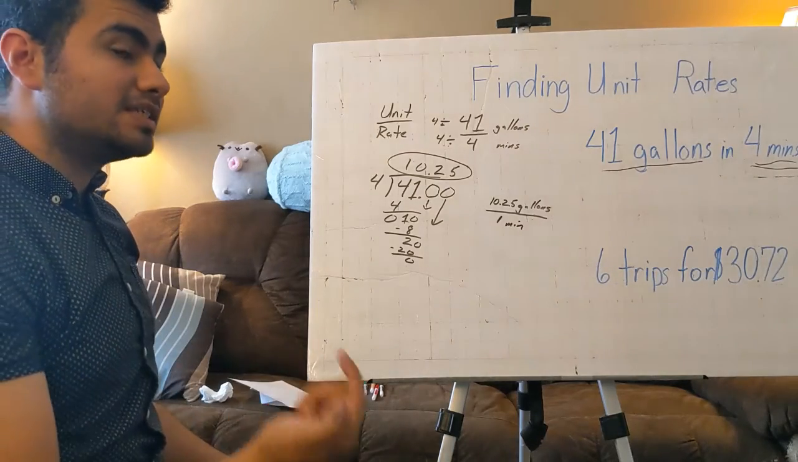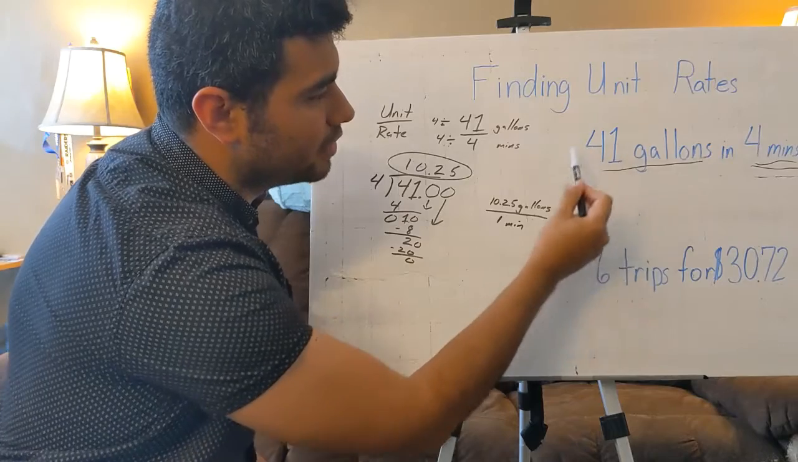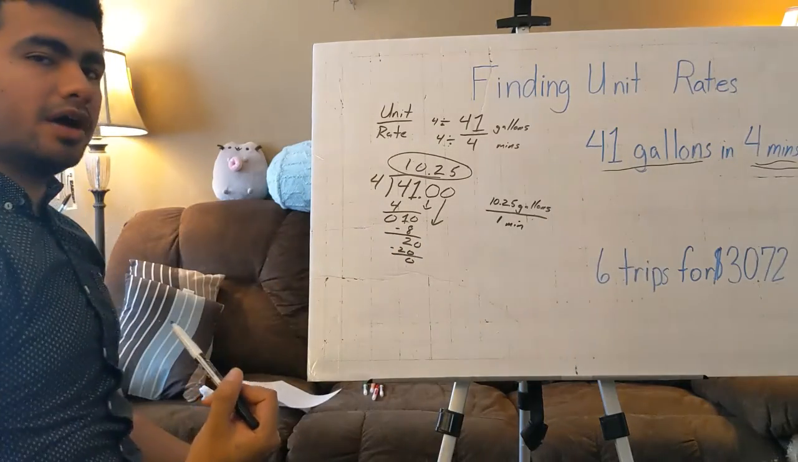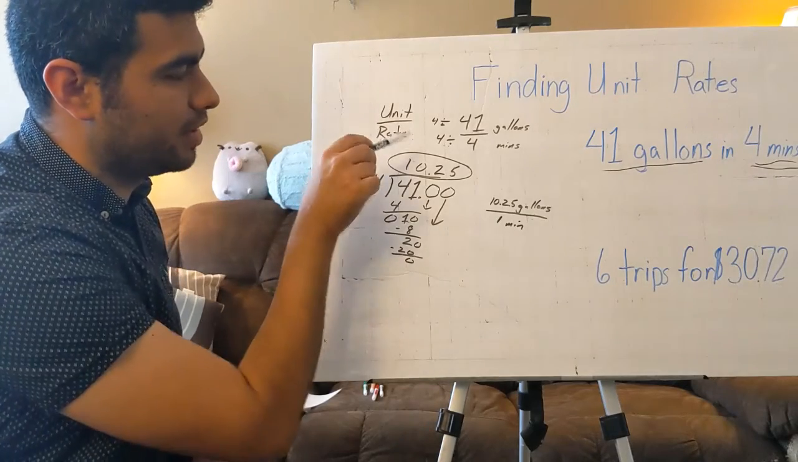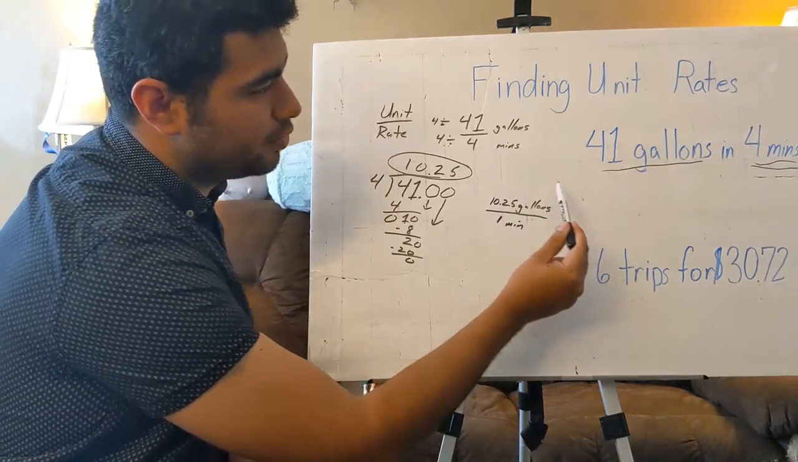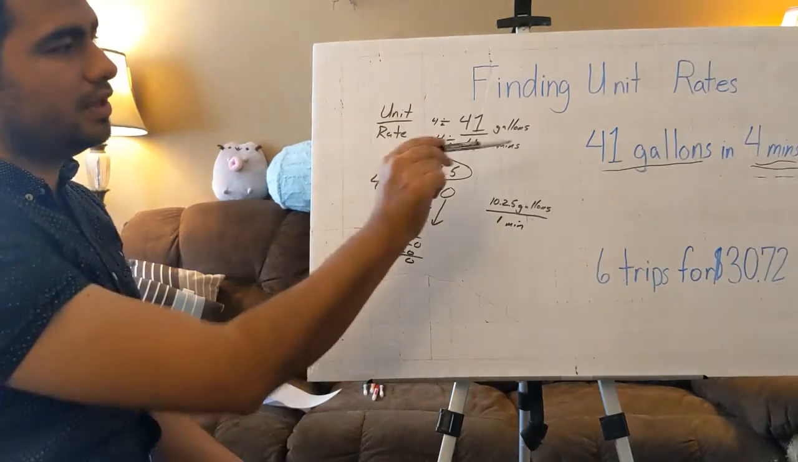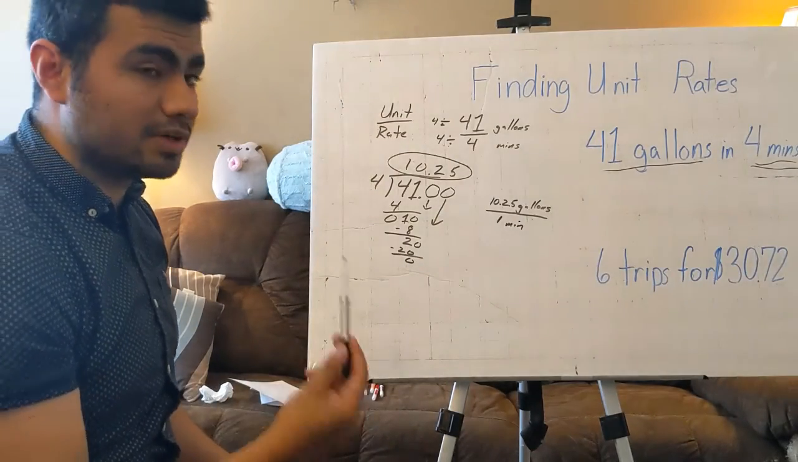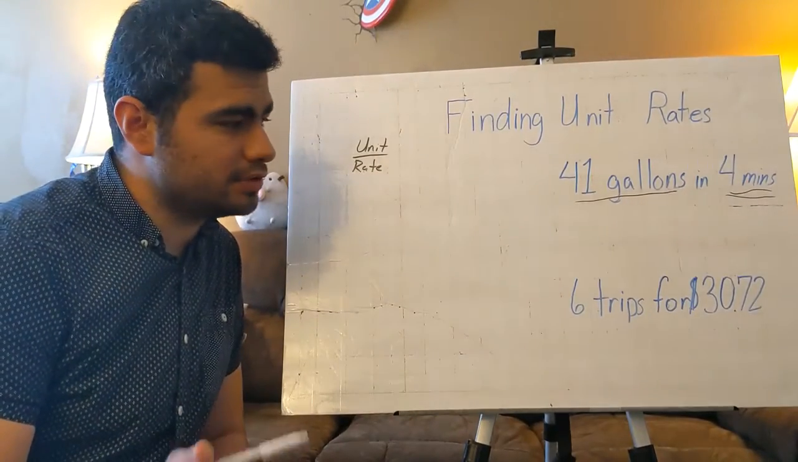If I have to rewrite this into a sentence, I would take out my numbers right here, and then put the new numbers that I got after dividing by 4 here. So 10.25 gallons in 1 minute would be the answer here. I'm going to clean this up, and then we're going to do the second one. Alright, so we're ready for part 2 now.